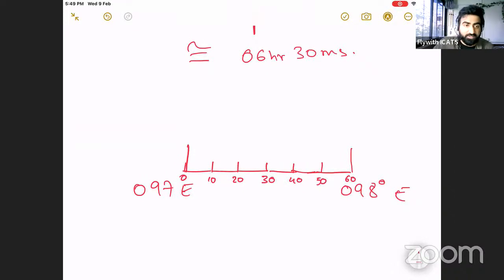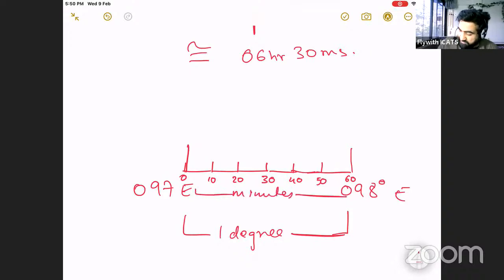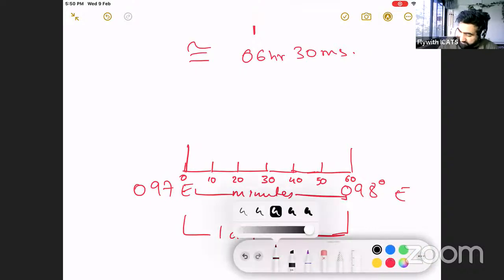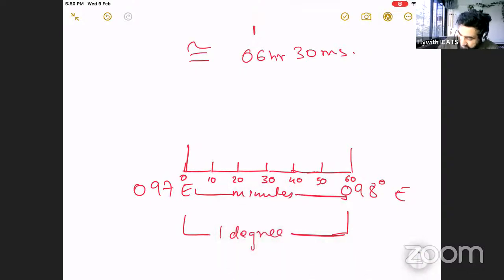This 1 degree is made up of 60 minutes. These are minutes, okay? And every minute that you have is further divided into 60 seconds. Like this.